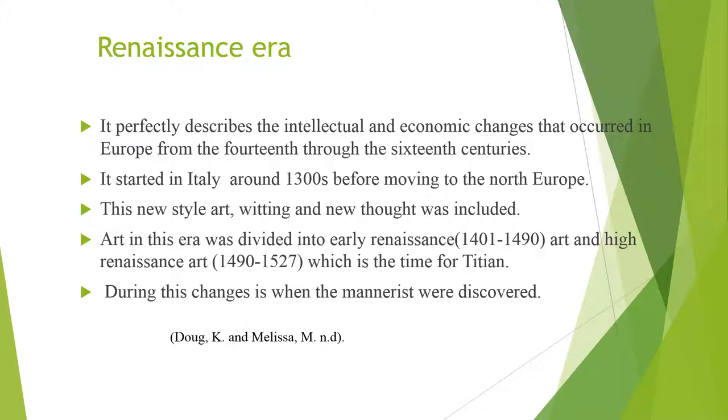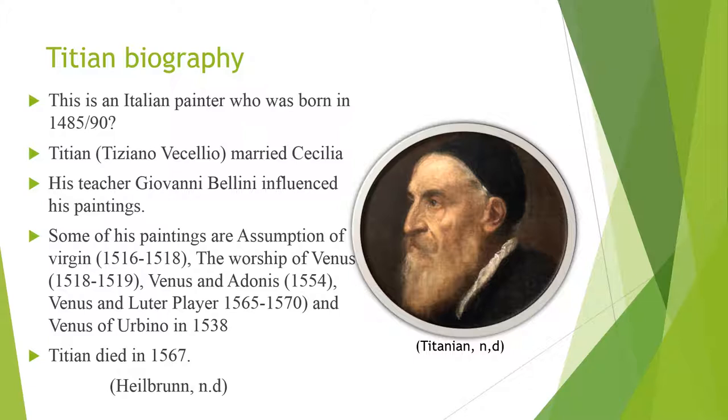The Early Renaissance, which started in 1401 and went up to 1490, and the High Renaissance, which started in 1490 and went to 1527, which is the time of Titian. During this time is where the discovery or the proof of the work of Manet was started. So let's look at the Titian biography.